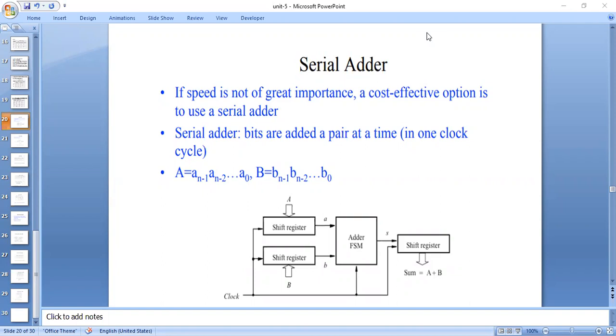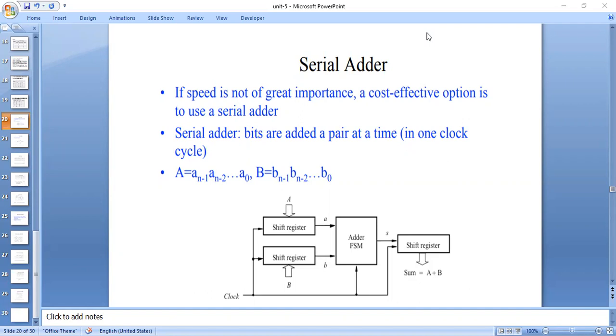In a Mealy machine, the output depends on the present state and inputs, and in a Moore machine, the output depends only on the present state. Depending on that present state, it will produce the output. That is nothing but a Moore machine.